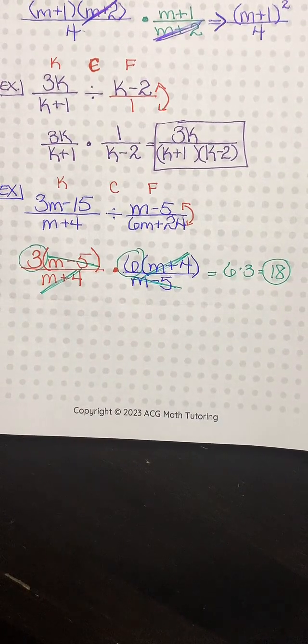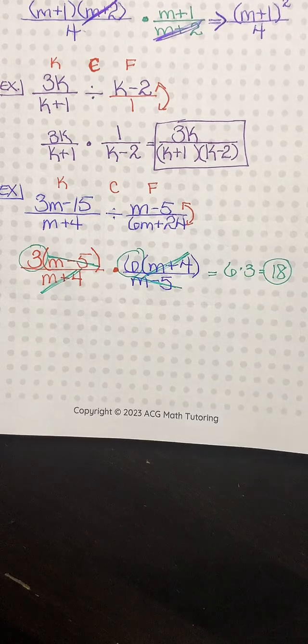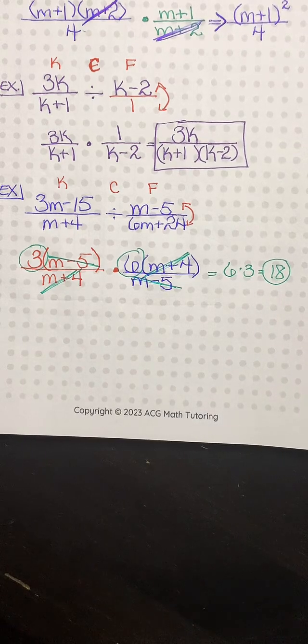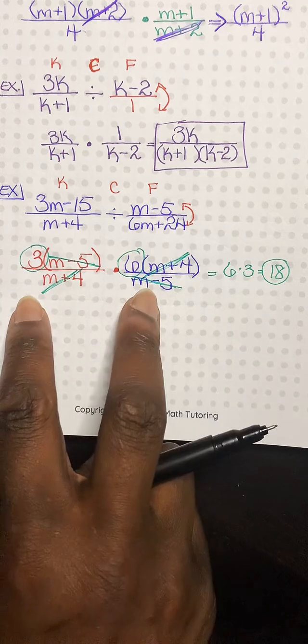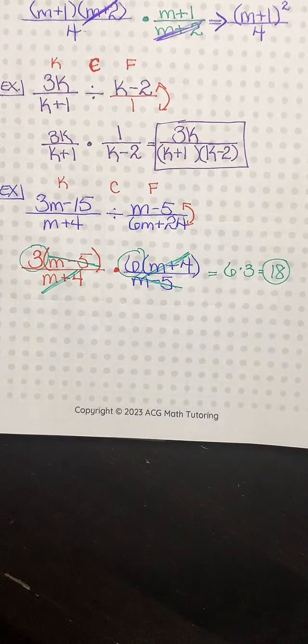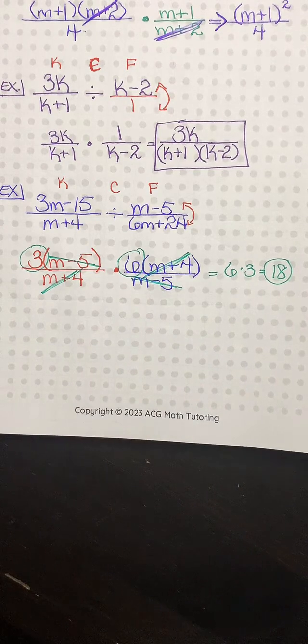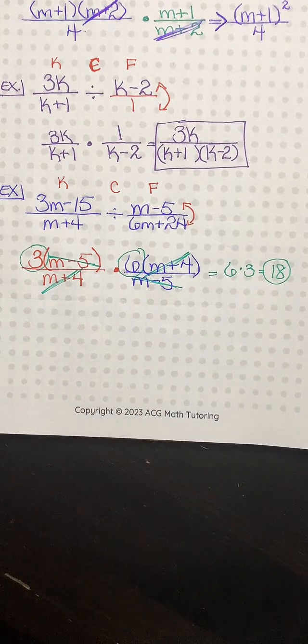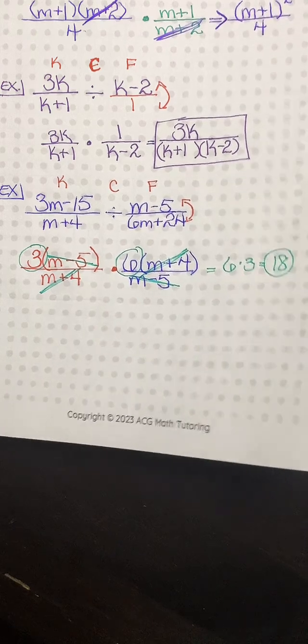Okay. Foil. What about foil, Bobby? So foiling is basically when you're going from a product to standard form. Oh, thank you. Amazing. All over again? Yes, there you go.